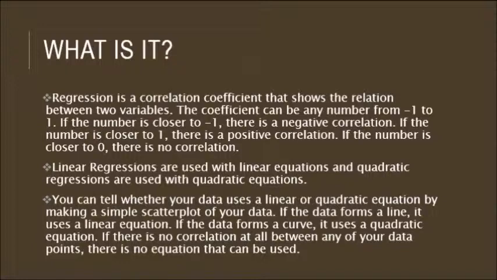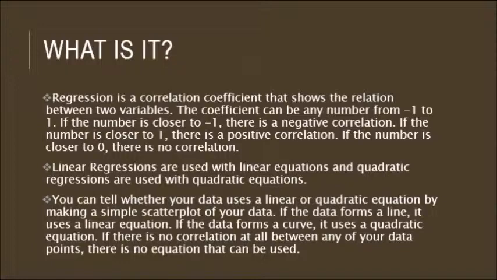If the number is closer to -1, there is a negative correlation. If the number is closer to 1, there is a positive correlation. If the number is closer to 0, there is no correlation. Linear regressions are used with linear equations and quadratic regressions are used with quadratic equations.